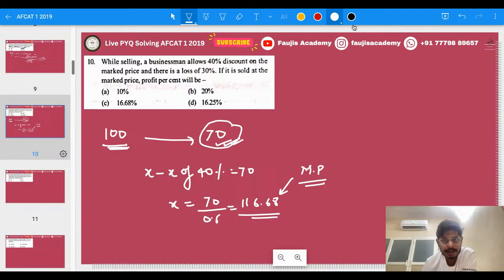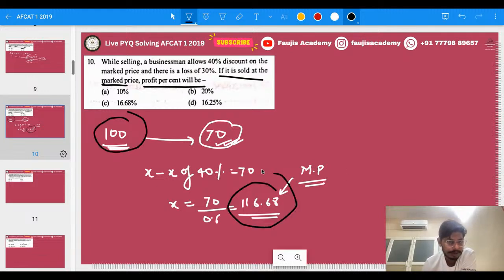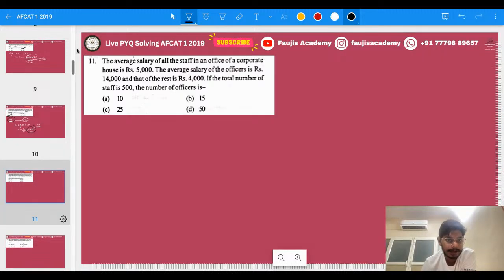Now they have asked if it is sold at the marked price, what the profit percent would have been. This is your cost price. This is your marked price. How much is the profit? Okay, all right. Shall we move on? Right. Please do not do 40% minus 10%. That's the wrong way of doing it. Okay. All right.